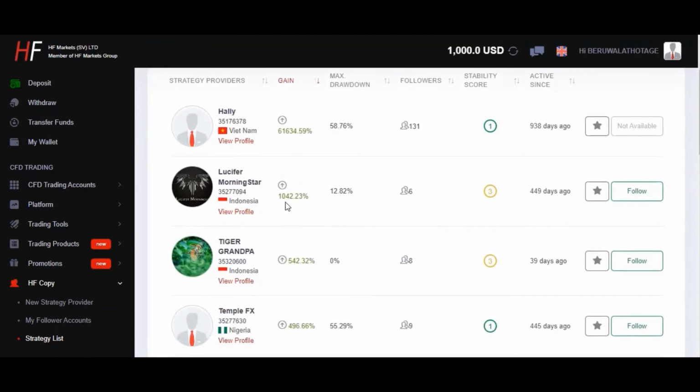The next person is good, almost 1,000% gain, and the drawdown is also good. If anything is below 25%, I would say it is good, and the followers are also there. Only here he has a problem. His stability score is 3, which means he may have more pending orders with floating loss. He has been trading for more than 1 year, which is also good.